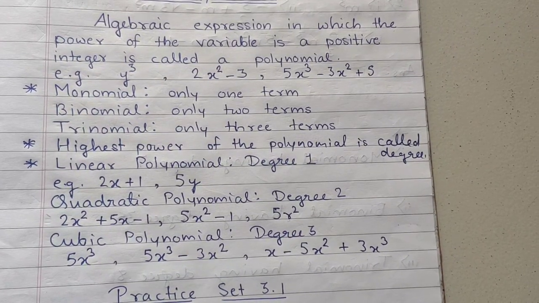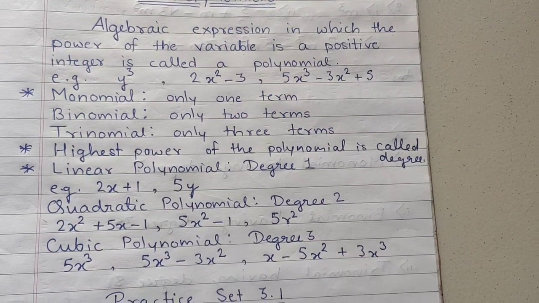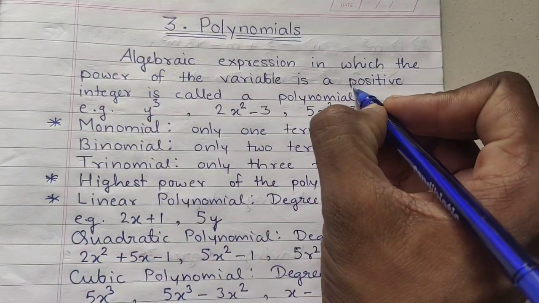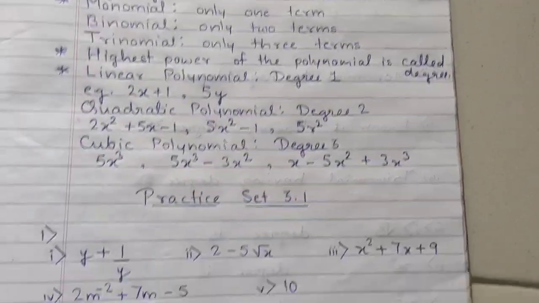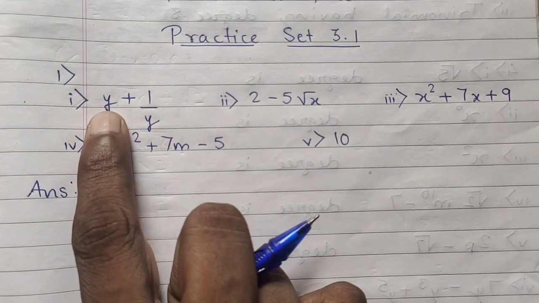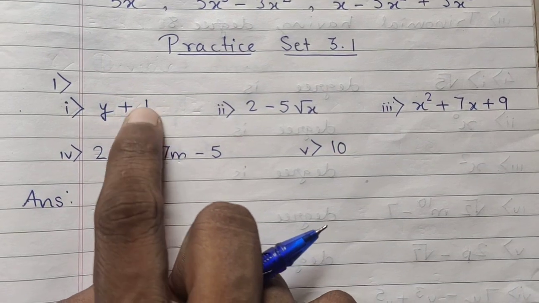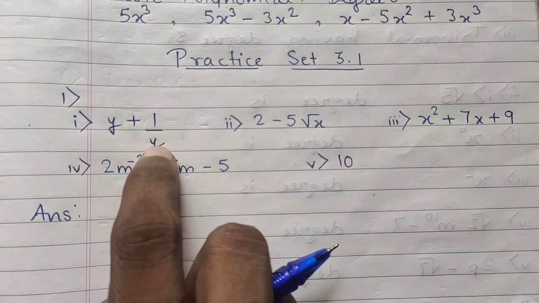So the only thing you have to see is the power of the variable, and it should be a positive integer. Remember, this positive integer is important. Okay, now coming to this. Now see, this is y. So y means the power of y is 1. So this is positive. But this y is not positive because this is in the denominator.